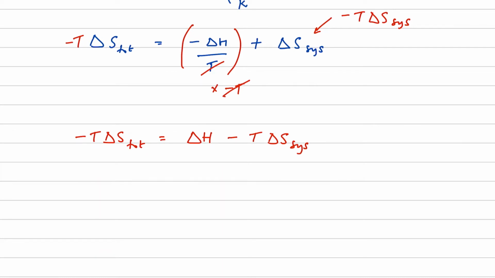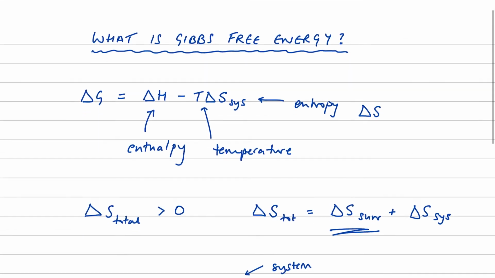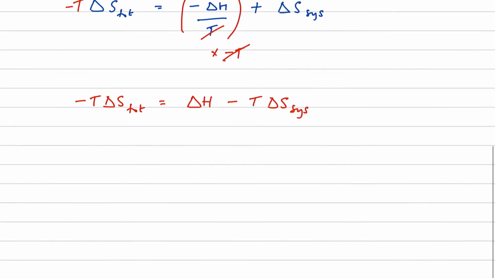This looks really, really familiar. What does this look like? Well, it looks a bit like the equation that I gave you at the beginning for finding the Gibbs free energy change for a reaction. Delta H minus T delta S system. So what we're saying is that minus T delta S total is the same as our Gibbs free energy. They're exactly the same thing.